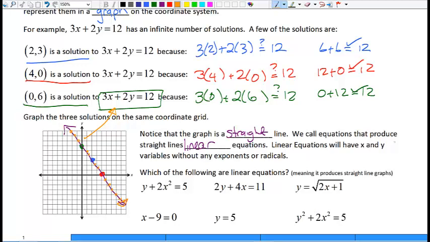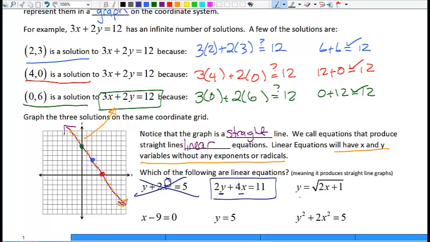Linear equations will have x and y variables without any exponents or radicals. Using that definition, which of the following here are linear, meaning it produces straight lines? Let's take a look at the first one. The first one has this little x squared here. This says the x and y won't have any exponents, so that's not going to be a linear equation. This one has an x and this one has a y. There's no exponents and there's no radicals, so this one's going to produce a linear equation, or a straight line.